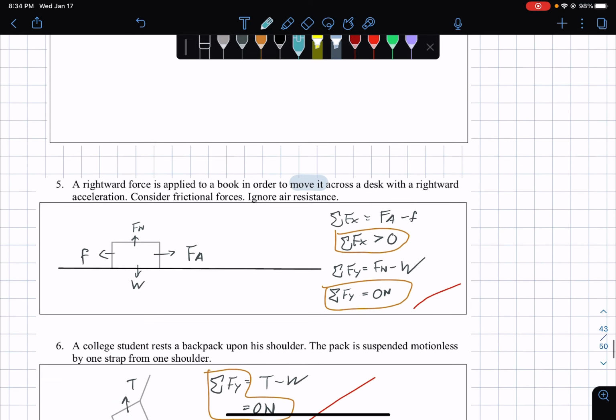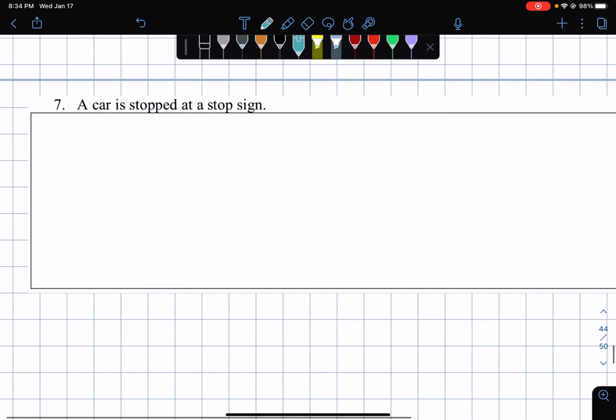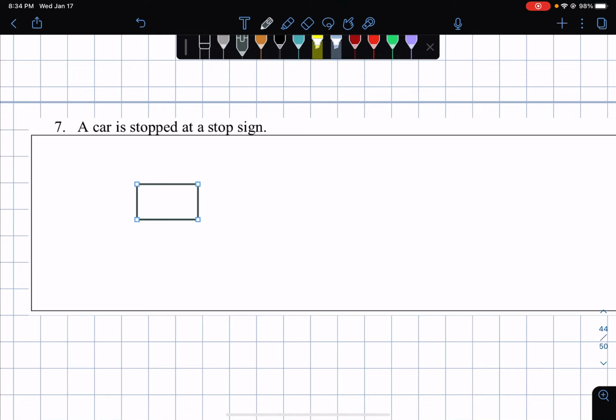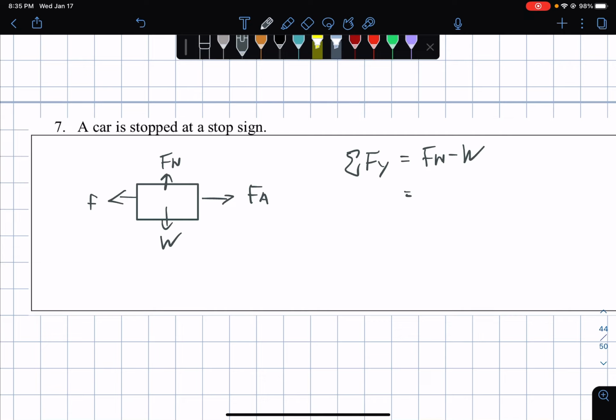Alright. A car is stopped at a stop sign. So this is relatively simple. Let's say this is the car. We do have applied and frictional force. We have the weight of the car as well as the normal force. So summation of Fy is equal to Fn minus the weight. The car isn't falling, it isn't being lifted either, so this is equal to 0 newtons.